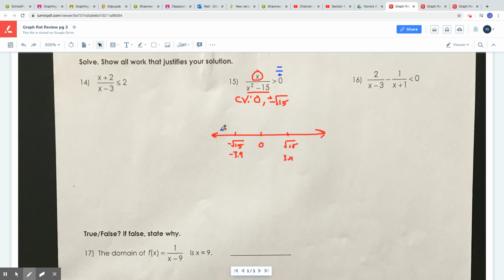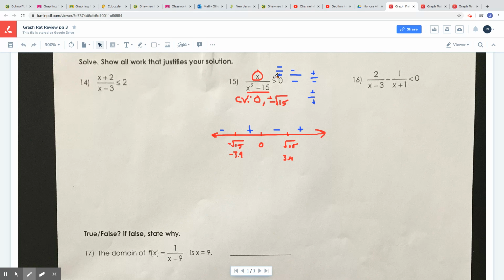If I plug in negative 1, I get a negative over negative 1 squared is 1, 1 minus 15 is a negative. Negative over negative is a positive. If I put a positive 1 in there, I get a positive over a negative, which is a negative. If I put in like 5, I get 5, which is positive, over 25 minus 15, which is a positive. Positive over positive is a positive.